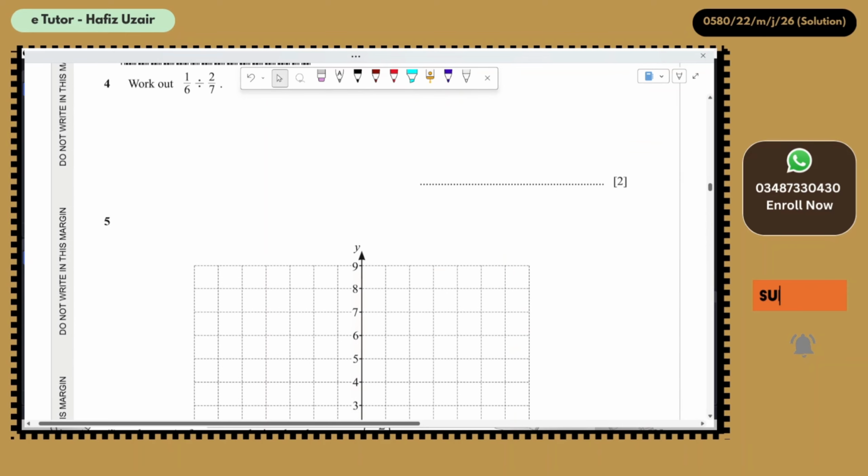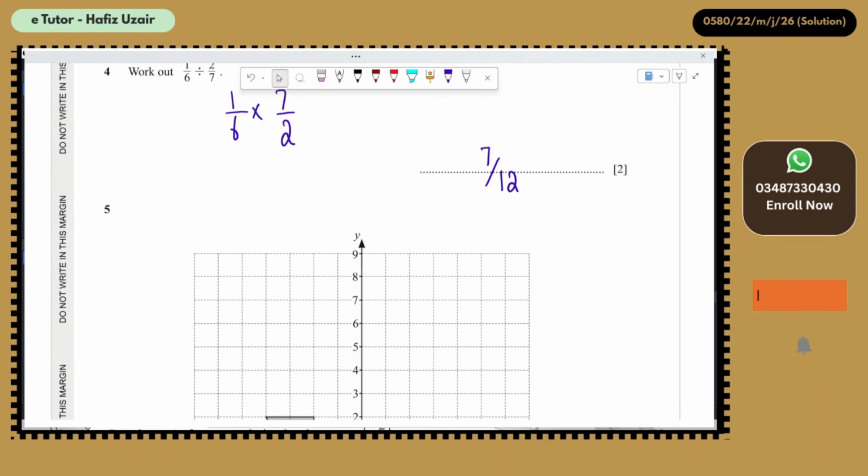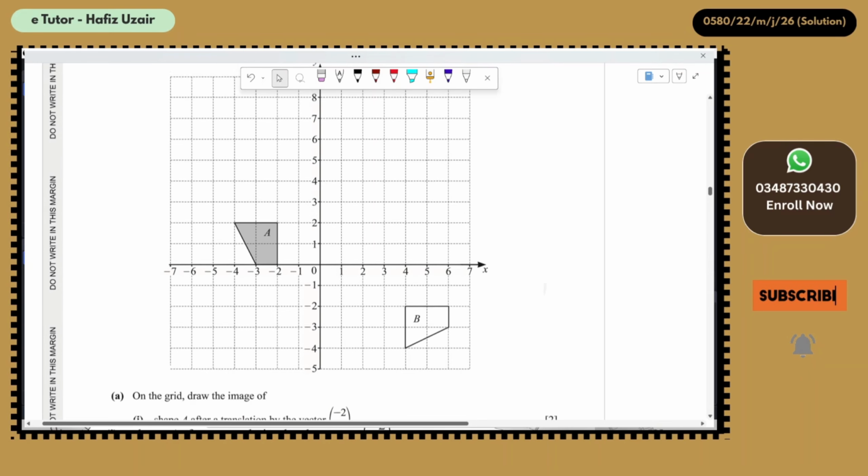So in question number 4, we have 1 over 6. Let's take the reciprocal to change division into multiplication. That will be 7 over 2. So this will produce 7 over 12. All right, let's start with question number 5.